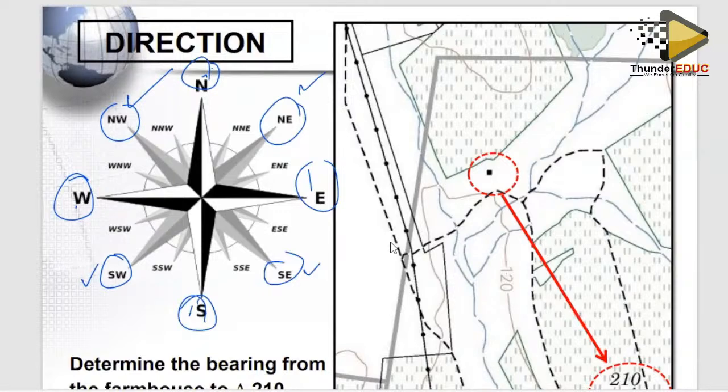Between north and northeast, we have north-northeast. Between east and northeast, east-northeast. Between east and southeast, east-southeast. Between south and southeast, south-southeast. Between south and southwest, south-southwest. Between west and southwest, west-southwest. Between west and northwest, west-northwest. Between north and northwest, north-northwest. So those are the 16 points of our compass that we use to determine direction.